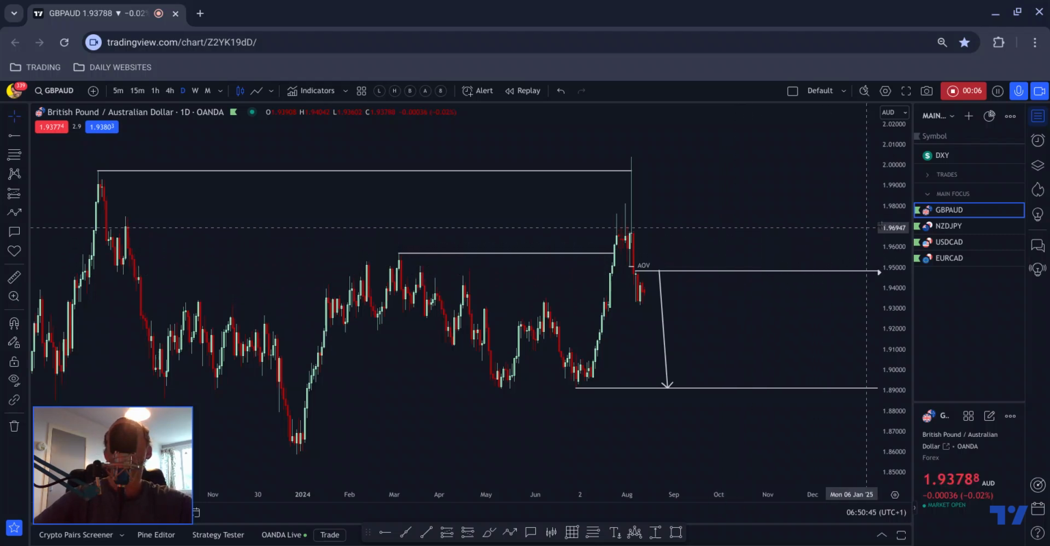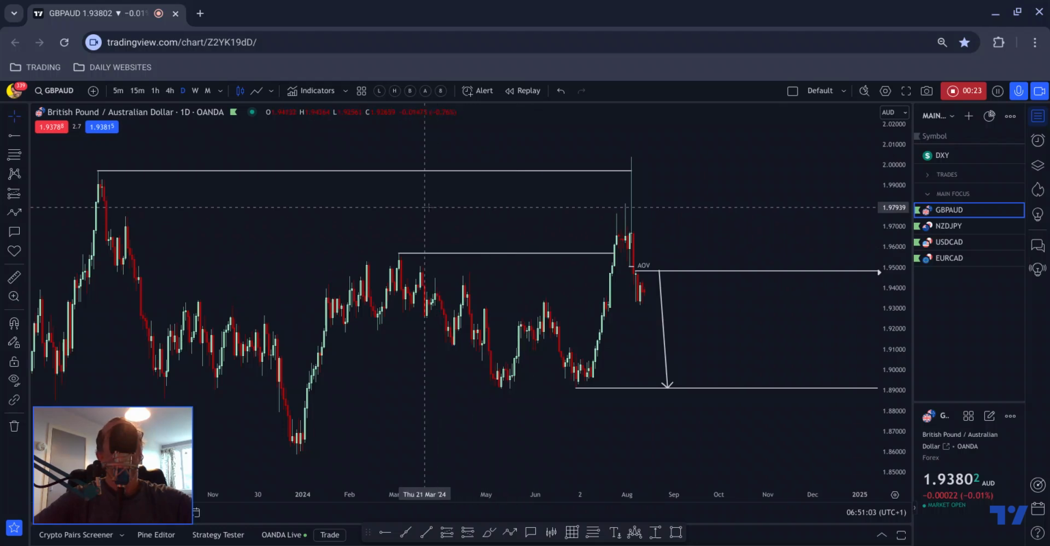So this morning I have 4 pairs on watch. Those are Pound Aussie, Kiwi Yen, Dollar CAD and Euro CAD. I've just taken Pound Swiss off of watch. I am still interested in that. It's just from a filtering perspective, I just preferred these 4 today.